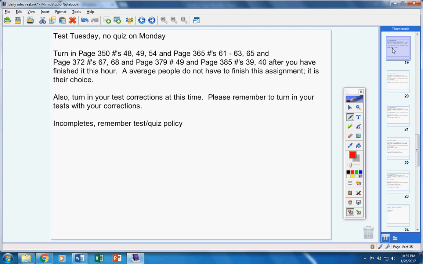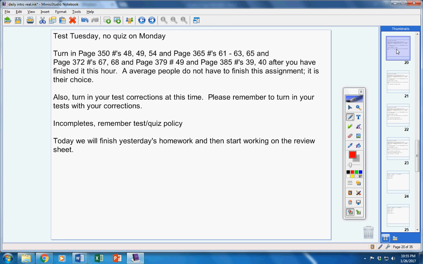Incompletes, there are none. Please remember, no matter how many days you're absent, if you're in the room on the day of a test or a quiz, you will take it unless you've contacted me before the class period starts. Now today, we're going to finish yesterday's homework, which is this assignment right up here I gave you yesterday, and we're going to work on the review sheet.